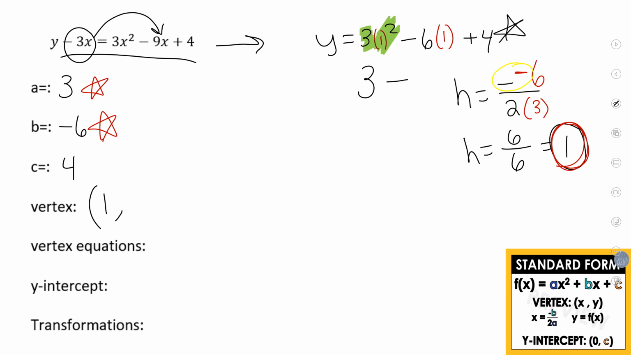Minus 6 times 1 is 6 plus this 4. Sorry, I'm running out of space here. All right, so now let's evaluate it left to right. 3 minus 6 is negative 3, plus 4 is just 1. So my answer here is 1.